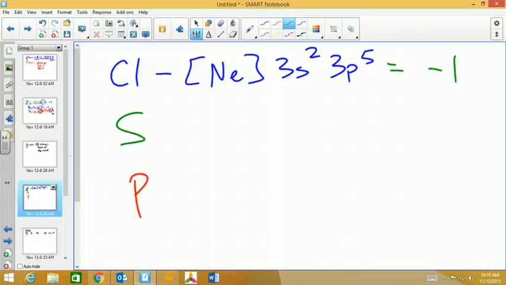So as chlorine, I could give away all 7 of my valence electrons and become a +7, or I could take 1 more electron on and become a -1. And that's just easier. It's less energy for me to take that 1 electron than it is to give away all 7. It is possible. You could make it do that under very special circumstances. But for the most part, no.